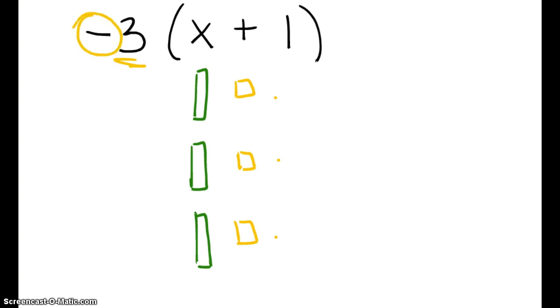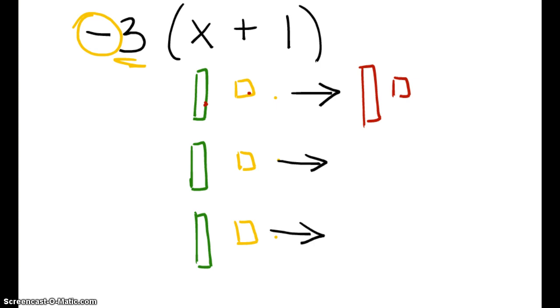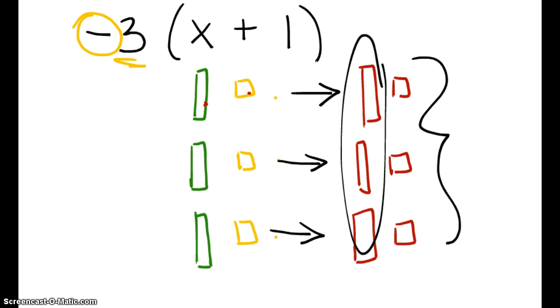So what we're going to do, negative means opposite, so I'm going to turn over my positive x and make it a negative x. And then I'm going to turn over my positive 1 and make it a negative 1. And I'm going to do the same thing with each of my groups. So instead of positive x, I'm going to make negative x and negative 1s. So now, what do I have all together? I have negative 3 x's and then 3 negative 1s.